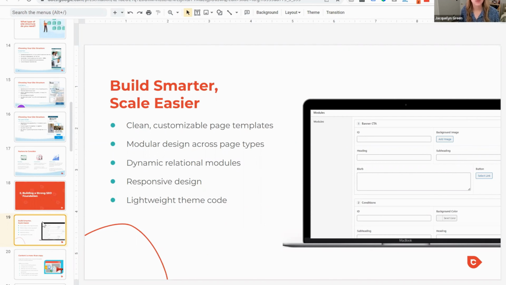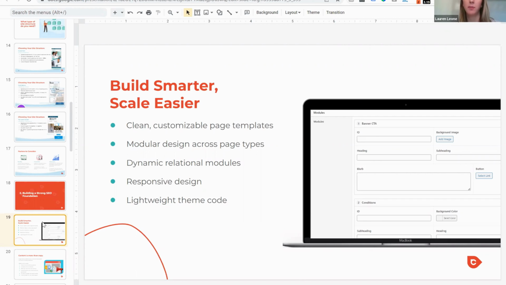That ends up being a problem, especially as you build out lots and lots of pages or lots of subdomains. You really don't want your site to get bloated from unnecessary code weight. So having a clean and, of course, responsive design is going to make long-term maintenance so much easier.